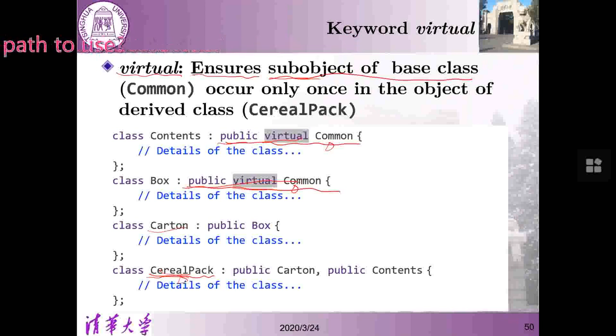As for the compiler, if we have the virtual keyword here, the compiler does not need to worry about the path. The compiler only worries, okay, I have one copy, that's fine. Do not need to worry about the path, right? Because anyway, you only have one copy of the common base class object. So there's no need to worry about that.